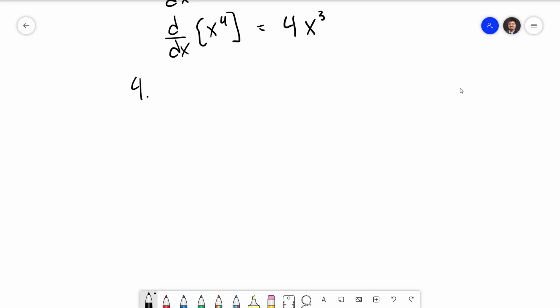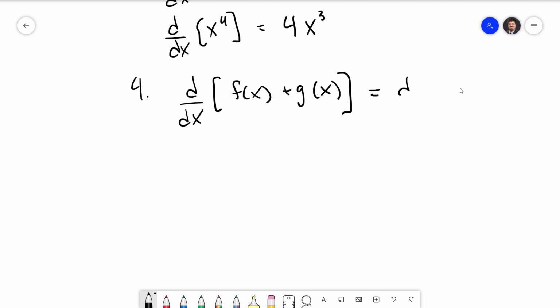Rule number 4. The derivative of two functions added together is the sum of the derivatives of the individual functions. So if we want to take the derivative of f of x plus g of x, f of x and g of x are just generic functions, that's going to be equal to df dx plus dg dx. We can just split these apart and take the derivative separately.